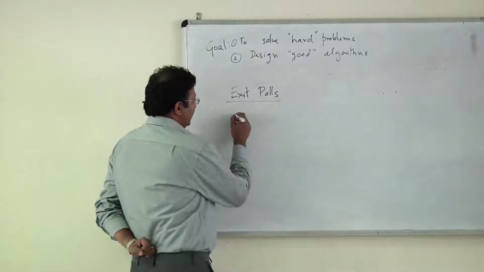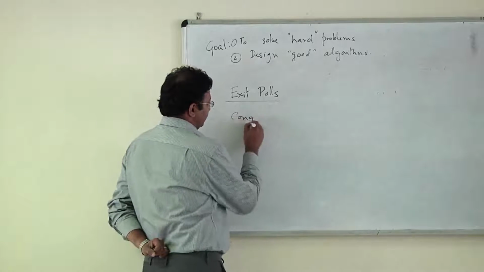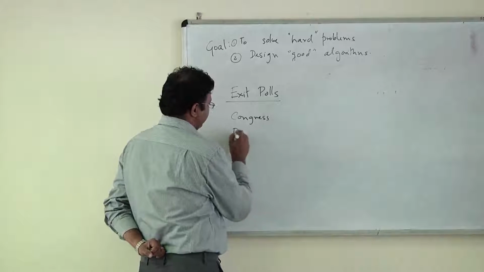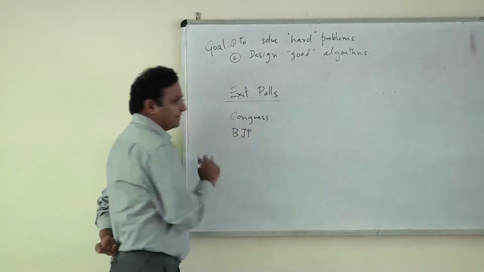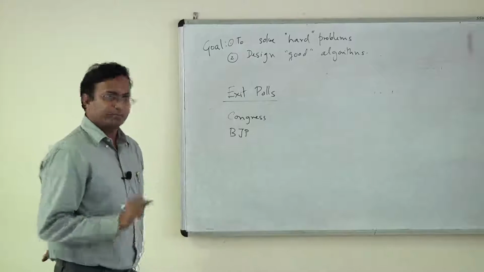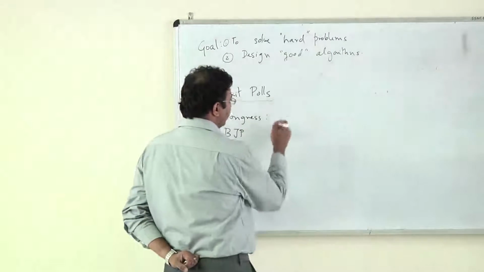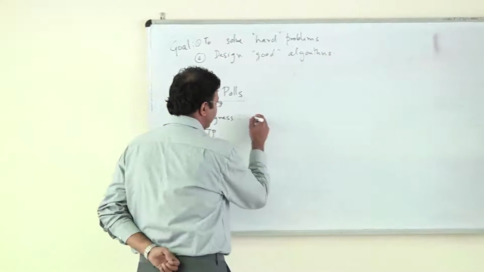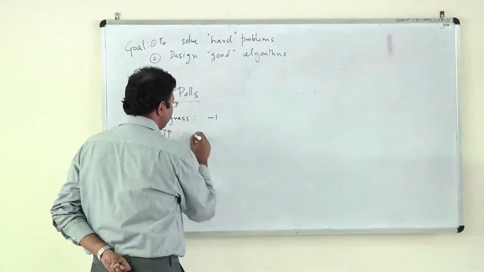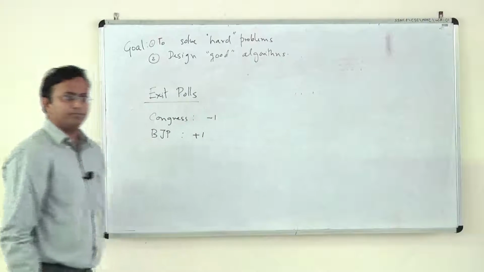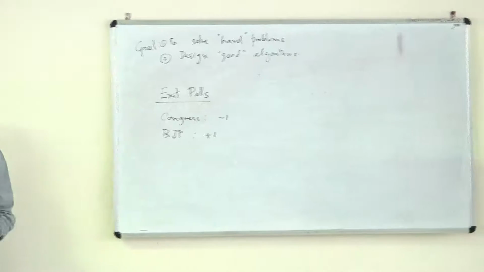Okay, so let's say I have Congress and I have BJP. Now, I say that for a particular election, if Congress gets a vote, I will put it as -1, and if BJP gets a vote, I will put it as +1. Right?